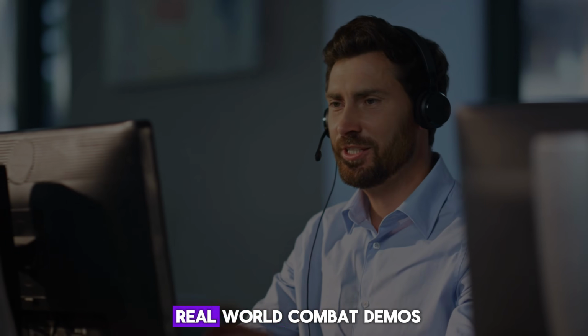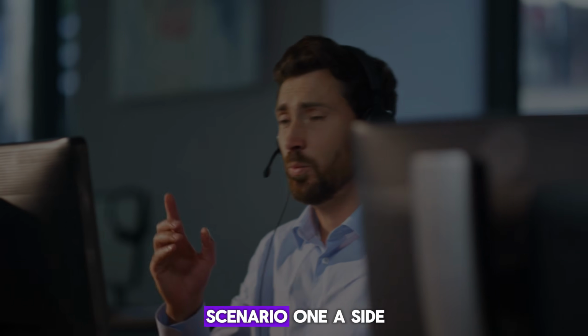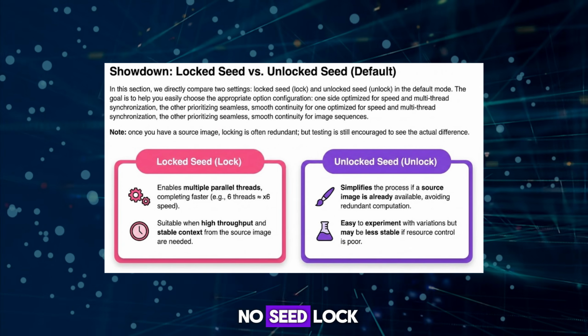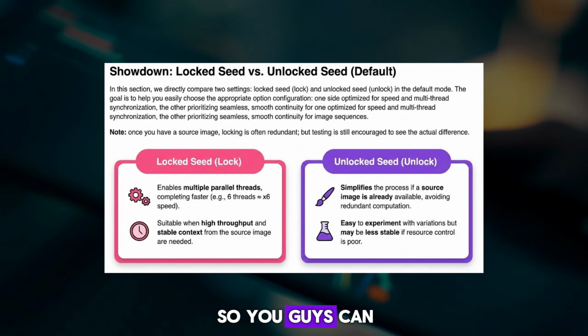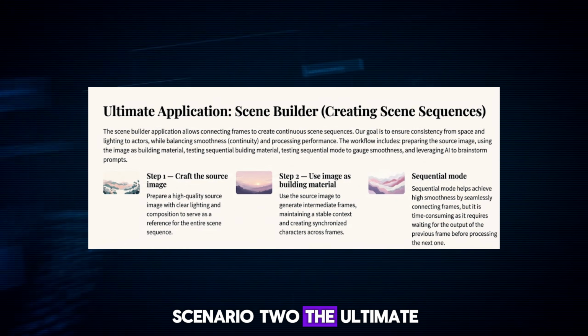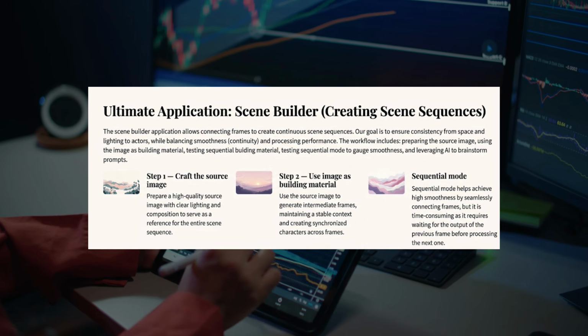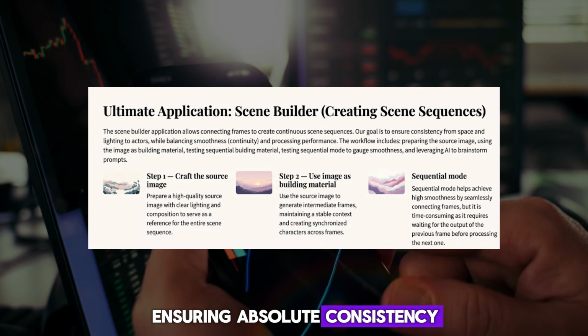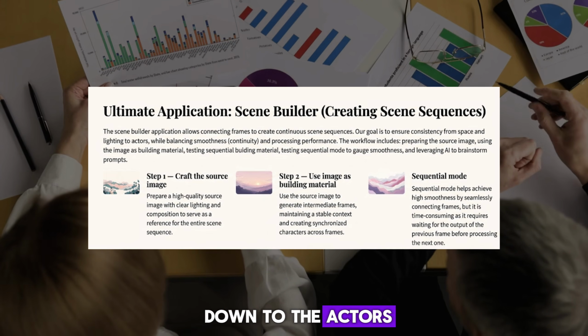Alright, enough theory. Let's jump into 2 real-world combat demos. Scenario 1. A side-by-side face-off between seed lock and no seed lock in default mode, so you guys can easily pick the option that fits best. Scenario 2. The ultimate tier application, creating a scene builder. We're going to stitch frames together, ensuring absolute consistency from the environments right down to the actors.